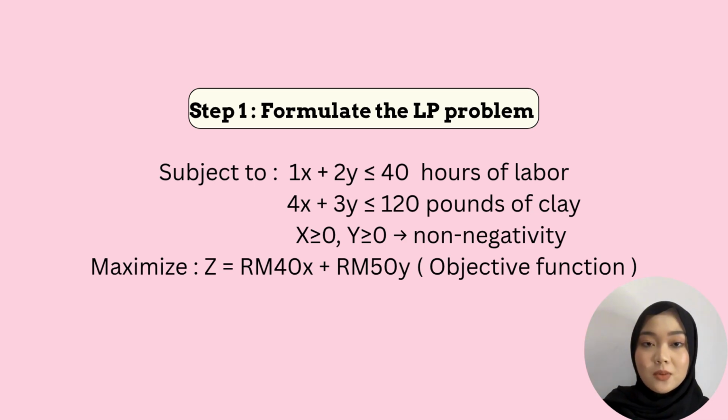And the last one is the objective function. The goal of this problem is to maximize the profit. Each bowl generates a profit of 40 ringgit and each mug generates a profit of 50 ringgit. So the objective function is maximize Z equal to 40x plus 50y.